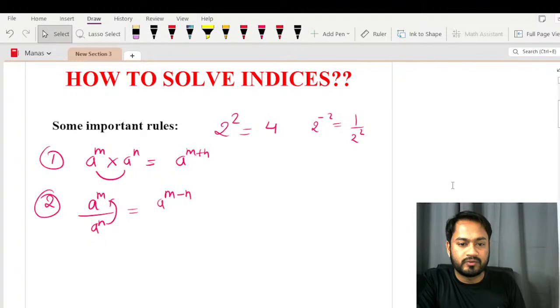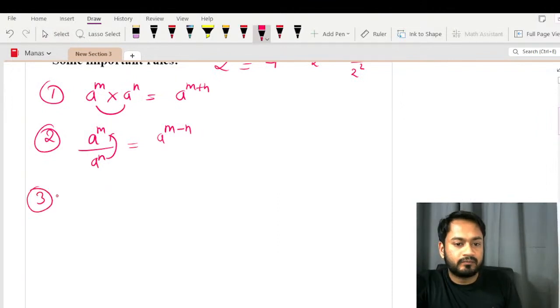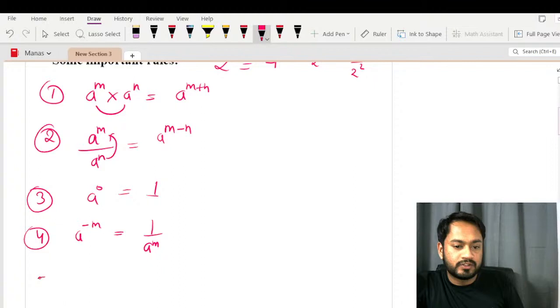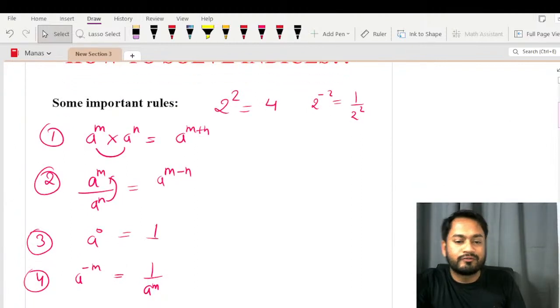Then there is one more rule you need to go through. The third rule is, if we write a raised to power 0, this will be 1. Anything to the power 0 is 1. Another rule: a raised to power minus m, you can write as 1 upon a raised to power m. So this is how we go through the rules first, then we can solve indices. All these rules will work together.